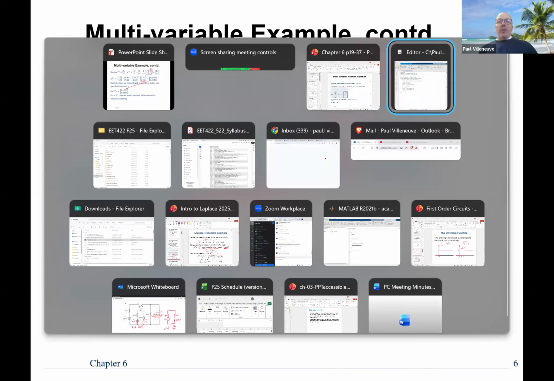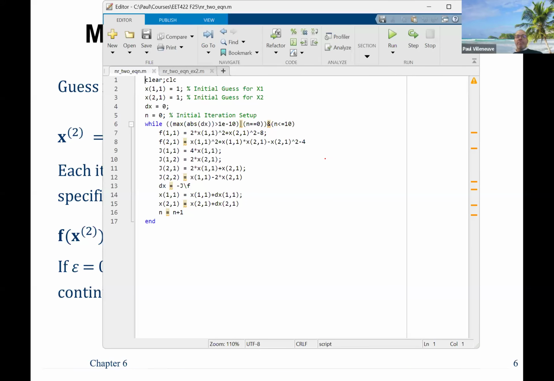I did this code in MATLAB. And you can see again, I've got the clear and the clc at the top. I've got my initial guesses. And so this one is a little bit different. So this one you might need a little bit more of an understanding of MATLAB. It's not necessarily complicated, but it is more complicated than just spelling it out.